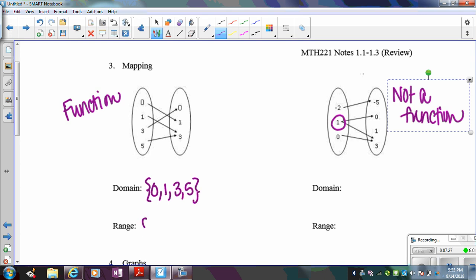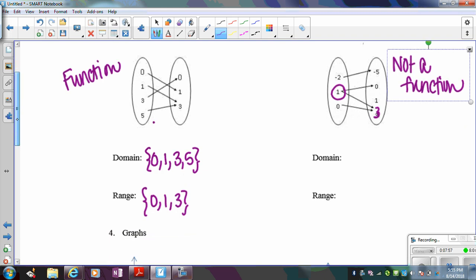The range is going to be the y values, or where all of the arrowheads are. So it's 0, 1, and 3. And notice all of these get mapped to. If we look at this next one here, I'm going to just enlarge this 3 so that it looks like the arrows are pointing to that 3. Notice how 1 doesn't have anything mapped to it, so that means it's not going to be included in the range. Versus in the first one, all of these numbers have something coming to it. Over here, not the case.